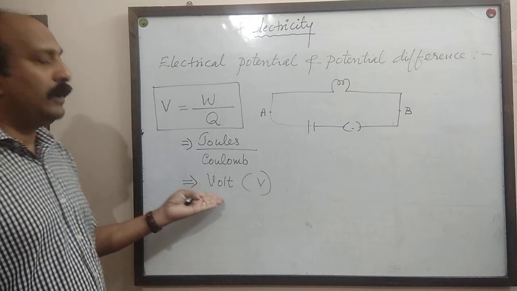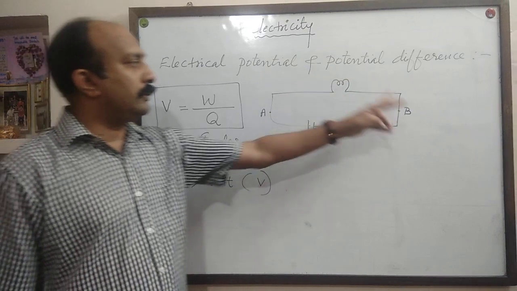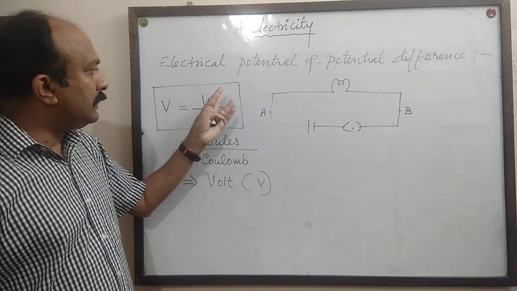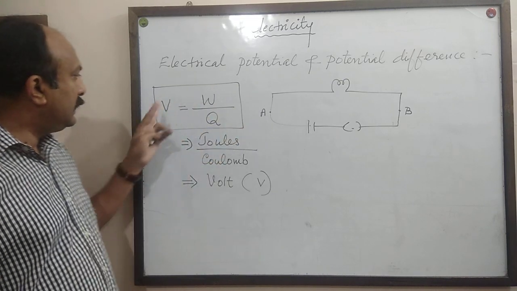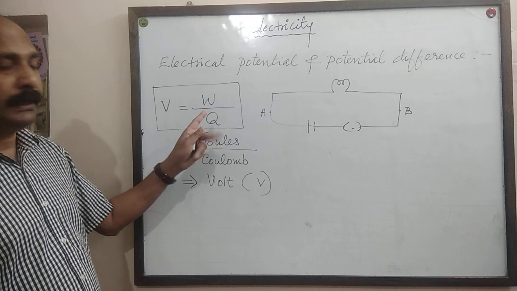Now let us define 1 volt. When do we say the potential difference across 2 points is 1 volt? Once again, make W is equal to 1 and Q is equal to 1. Then V will also become 1. So how can we define it?